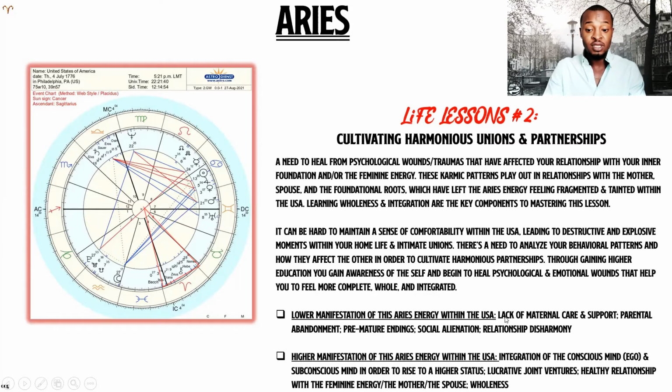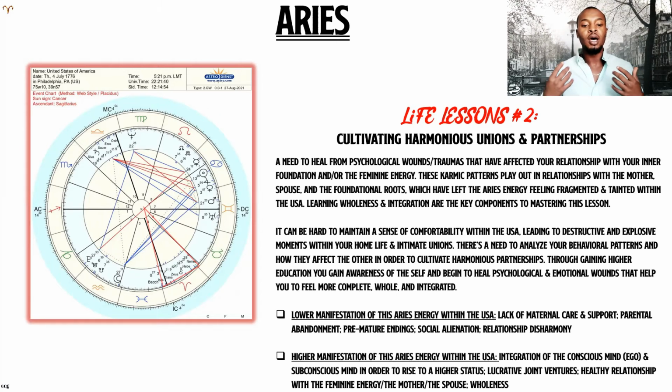Lower manifestation of this Aries energy within the USA is a lack of maternal care and support, parental abandonment, premature endings, social alienation, relationship disharmony. Let's talk about it first. So the lower manifestation of this, as you can see, these are lessons again that are trying to help you to cultivate more harmonious unions and partnerships.